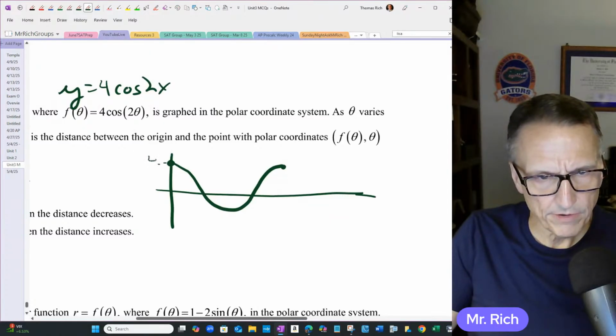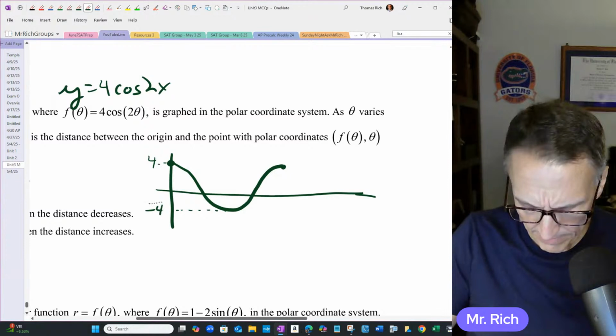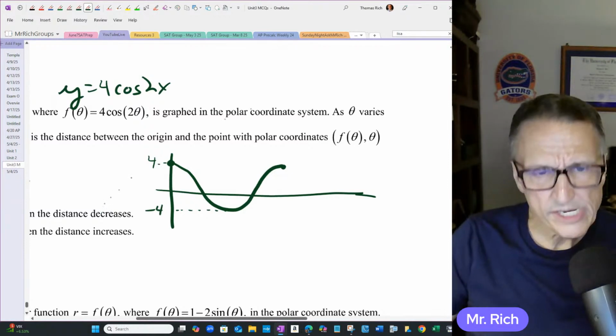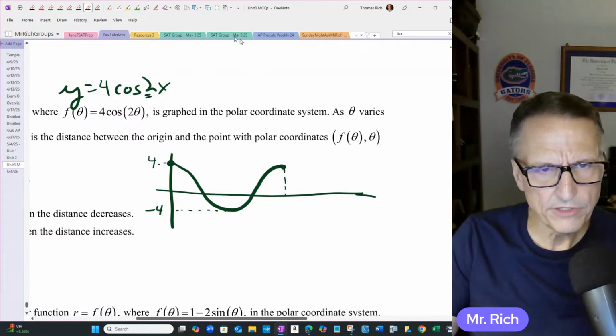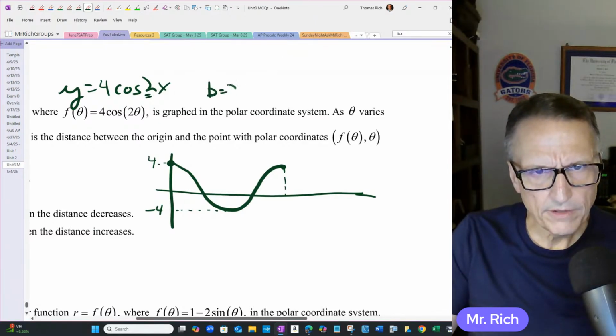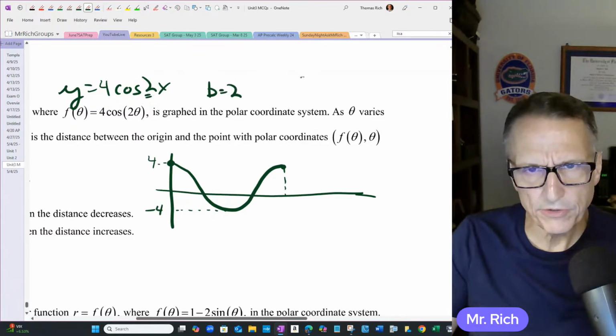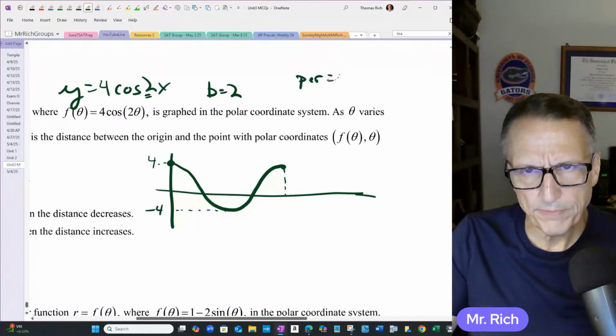Now, it is going to be up here at 4, coming down here at -4 because it does have an amplitude of 4. And in the period, though, let's see what the period is. So b is 2. The coefficient in front of my x is 2. So one thing that I know is the period is going to be 2 pi over 2.